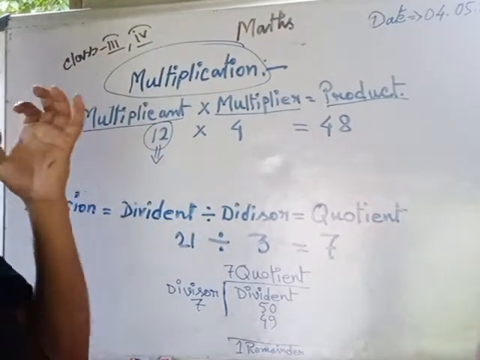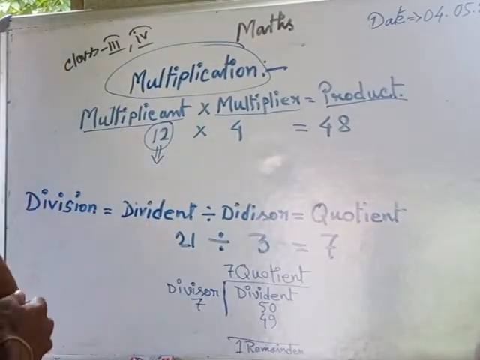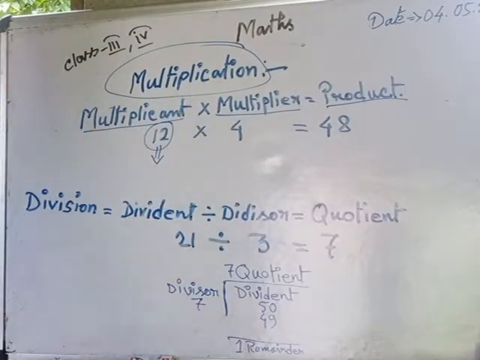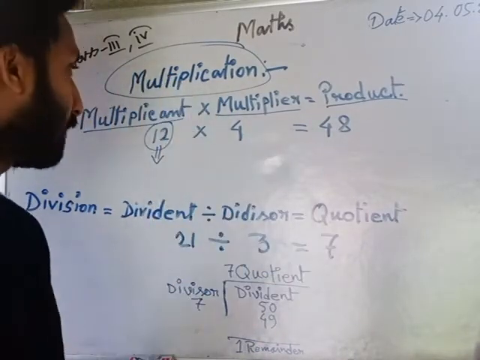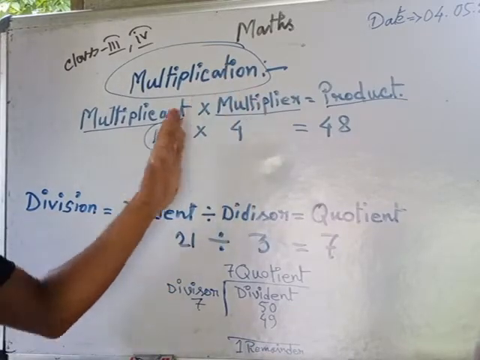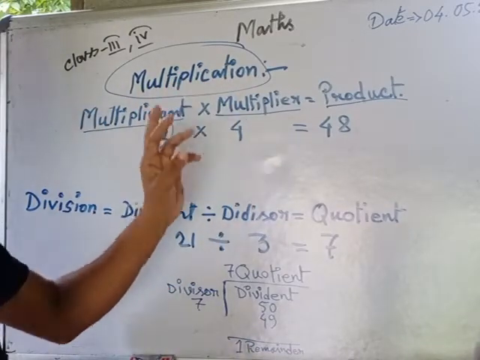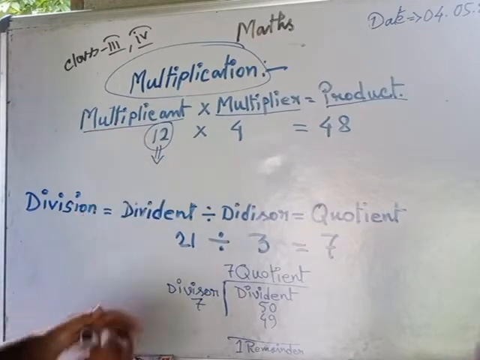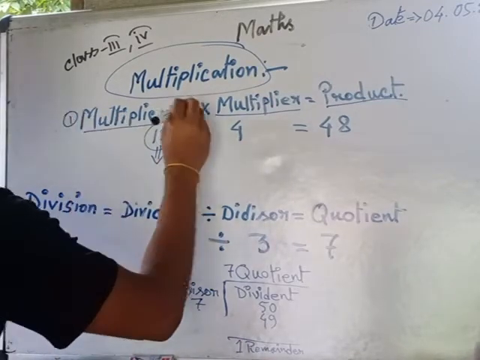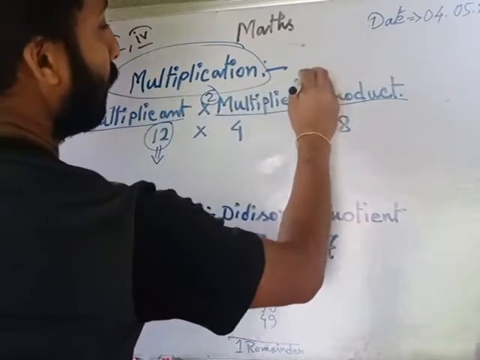Today I will discuss terms of multiplication and division from class 3 and 4 maths. There are many terms in the multiplication and division process. When it is multiplication time, the first one is multiplicand, the second one is multiplier, and the third one is product.